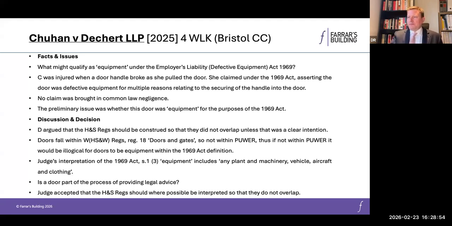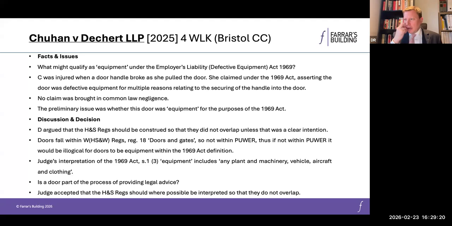There are pretty obvious difficulties with describing an ordinary door in an office building as equipment. In the context of this case, for example, the judge said it couldn't be said that the door was somehow part of the process of providing legal advice, whereas a legal textbook or a computer or a telephone might be part of providing legal advice.